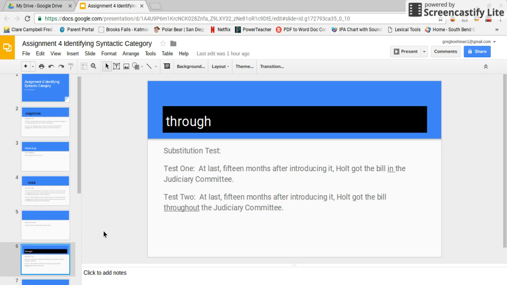The next word is the word through. I chose the most reliable tool, the substitution test. You can see I have replaced the word through with the underlined word in test 1, in, and the underlined word in test 2, throughout, which are prepositions, as I believe the word through is.